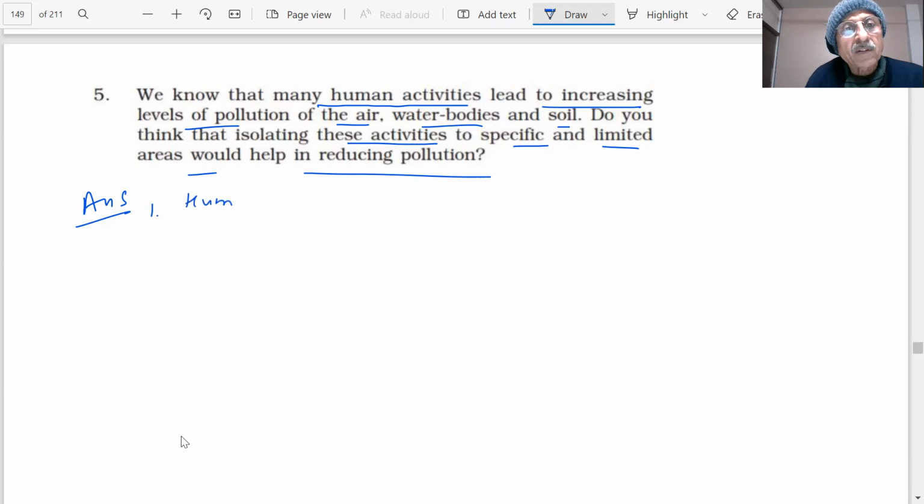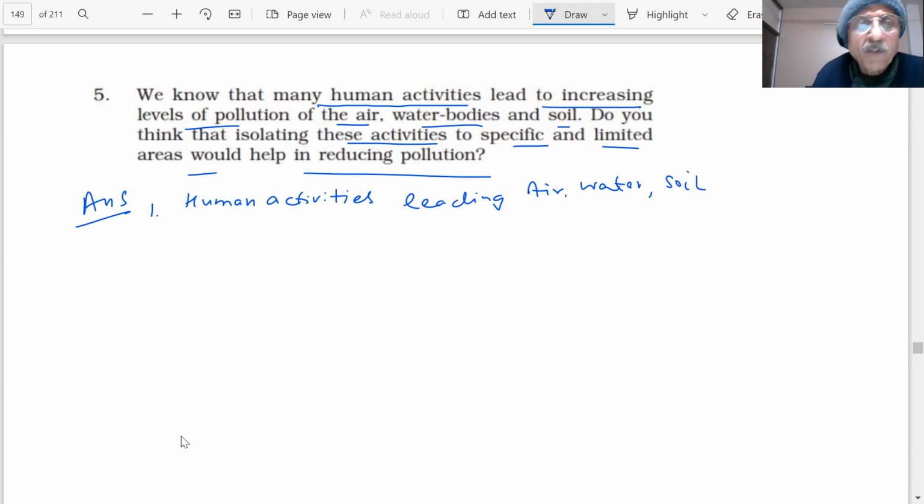Which human activities are there, student, which are leading to pollution of air, water, soil? A few of them. Can you tell me which are human activities? Sir, for air pollution, human activities like vehicular pollution, emissions, and fossil fuel combustion. ठीक है? Mainly water pollution, what we discussed in the book.